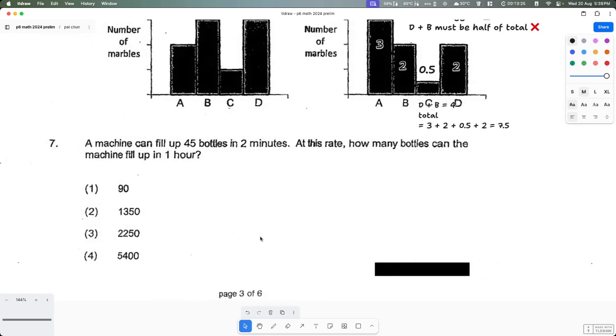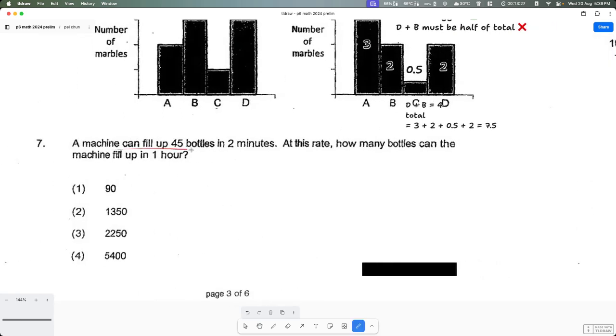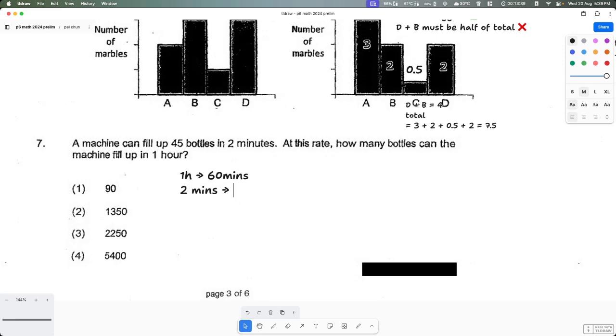Okay, let's go to question 7. Right, so a machine can fill up 45 bottles in 2 minutes. At this rate, how many bottles can a machine fill up in 1 hour? So 1 hour is equal to 60 minutes. So we know 2 minutes is equal to 45 bottles. Okay, so 2 minutes, then what about 60 minutes is equal to 60 divided by 2 times 45, which is basically 30.